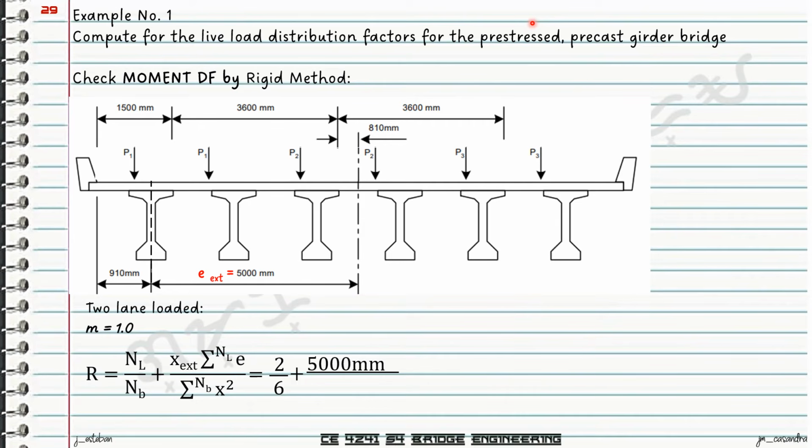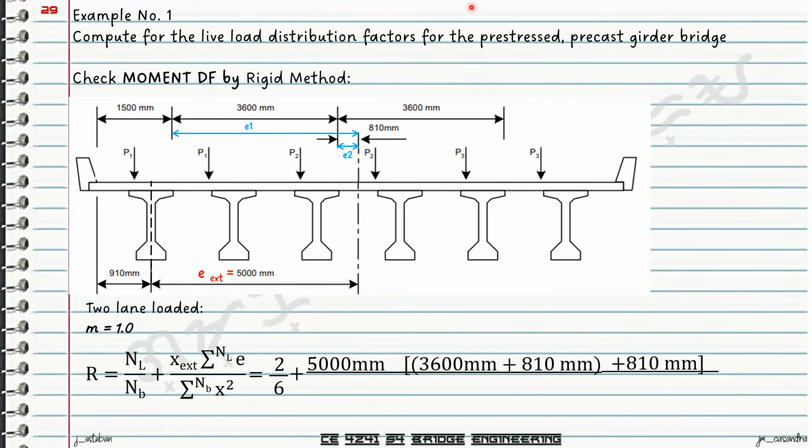Summation of e will be having two values of e since we are considering two lanes already. So from there, e now will be e1, that's the center of the first vehicle to the center of your girder set. That's equal to 3,600 plus 800.